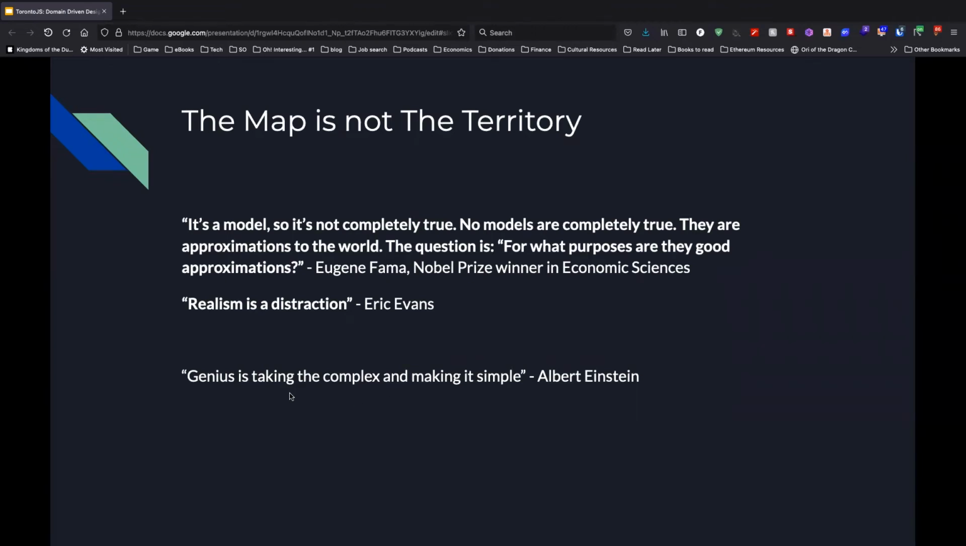And Albert Einstein says that genius is taking the complex and making it simple. And I put it here just because part of the hardness or difficulty with modeling is really taking out all of the unnecessary things, even though they may seem necessary, and really constraining yourself to make something that is still useful, but simplified enough that you can reason about it and not make your head explode. And that's genius to do.